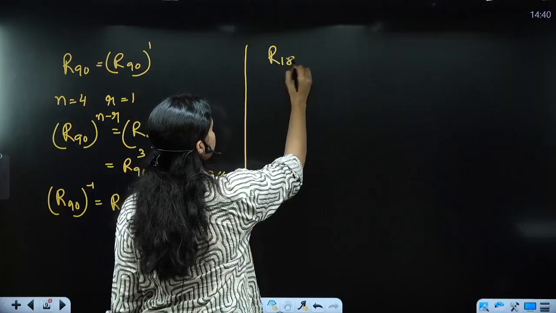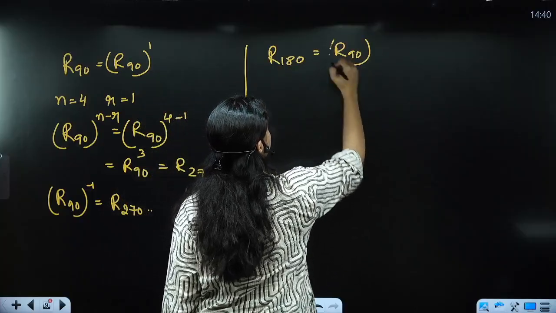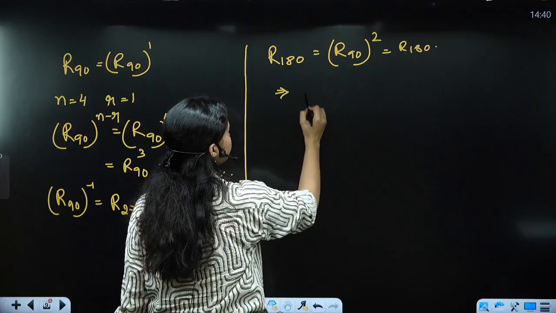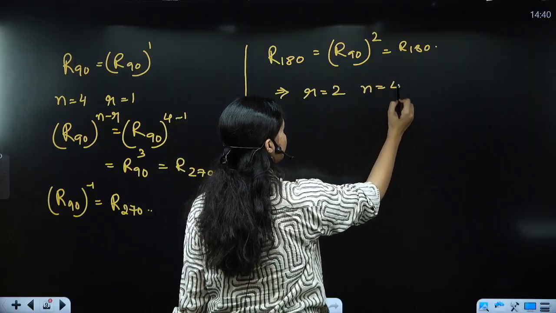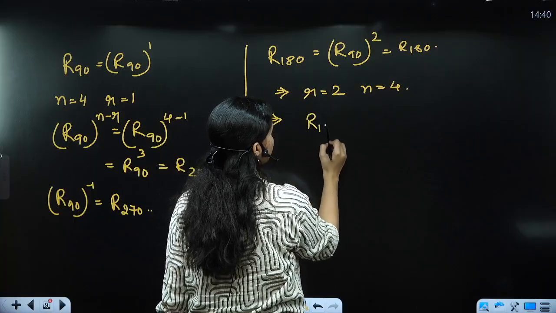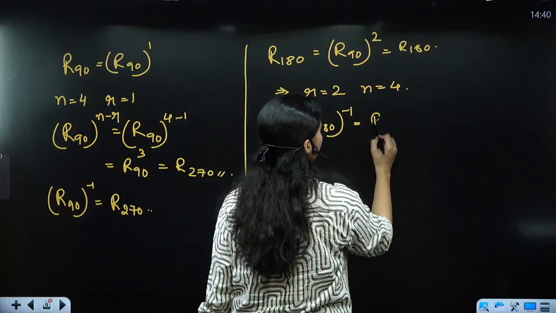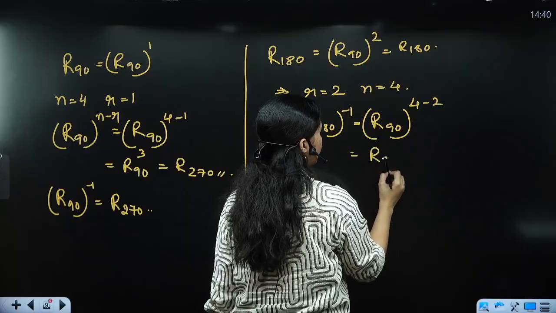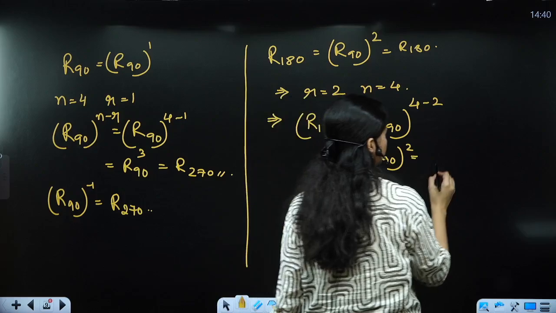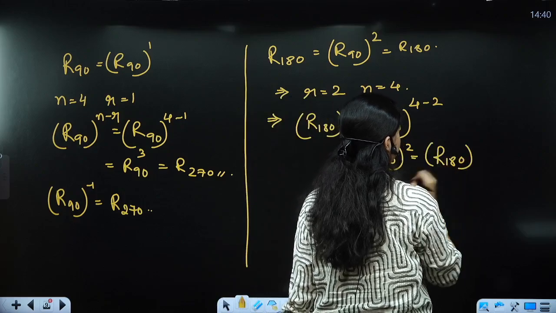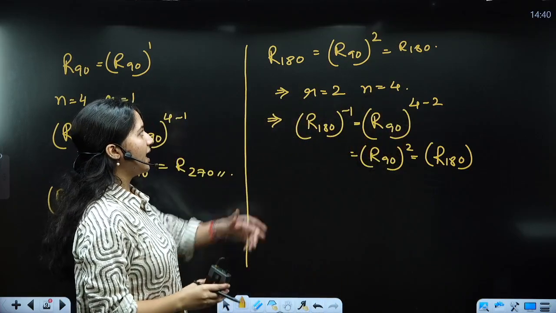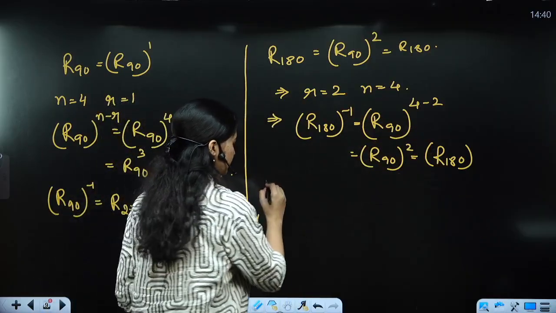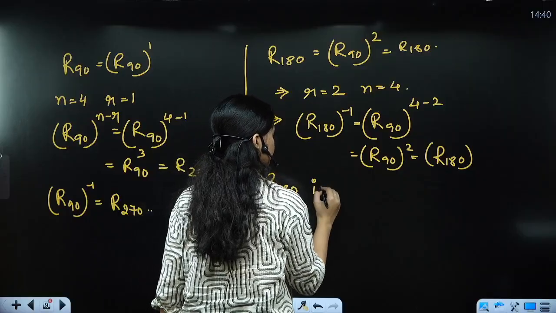Similarly, let's do it for 180 as well. So R180 equals R90 raised to the power 2, right? So this implies that R equals 2 and n equals 4. So R180's inverse is going to be of the form R90 raised to the power n minus R, that is 4 minus 2. This is R90 raised to the power 2 again, and this is going to give you R180 back. So again we know that R180's inverse is going to be R180, and R180 is again a self-inverse element, right? So R180 is also self-inverse.